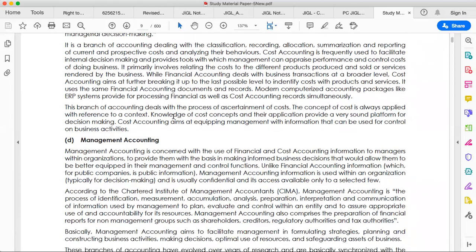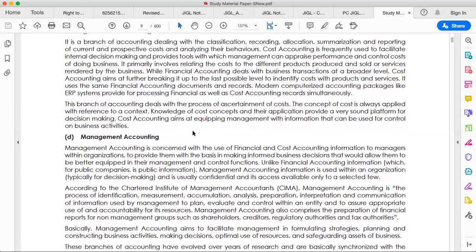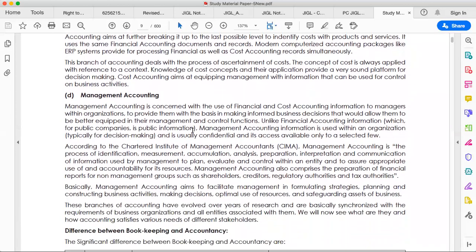Okay, so this branch of accounting deals with the process of ascertainment of the cost. The concept of cost is always applied with reference to a context. Knowledge of the cost concept and its application provides a very sound platform for decision making. So it is mainly used for decision making for the management. Cost accounting aims at equipping management with information that can be used for control of business activities. Okay, clear so far?